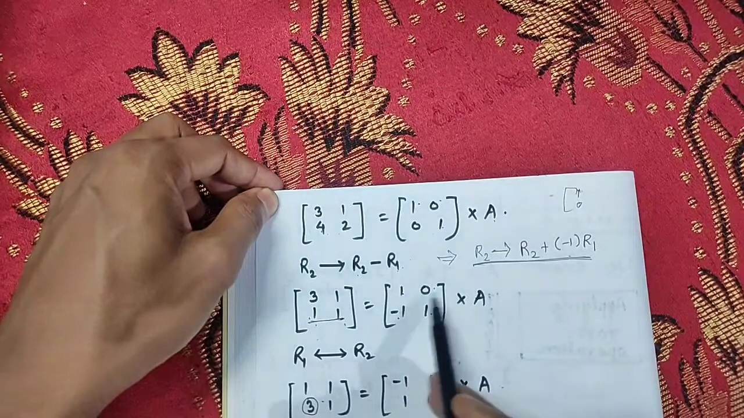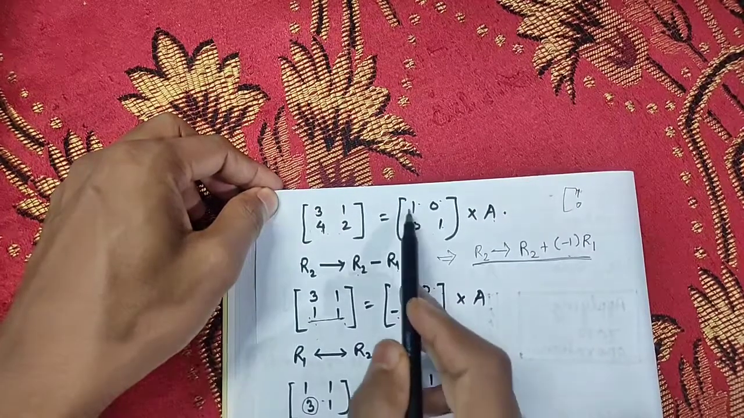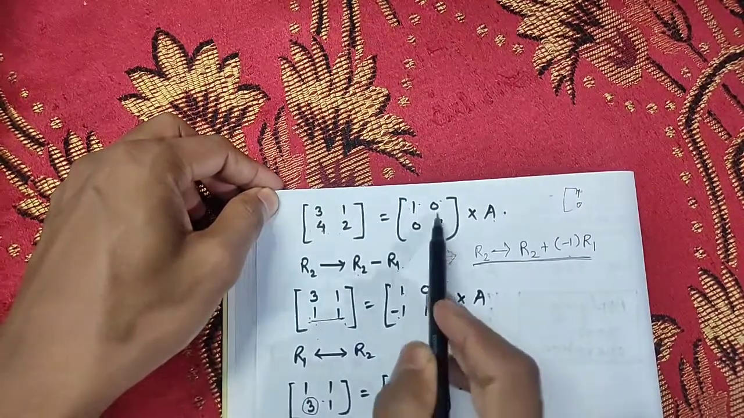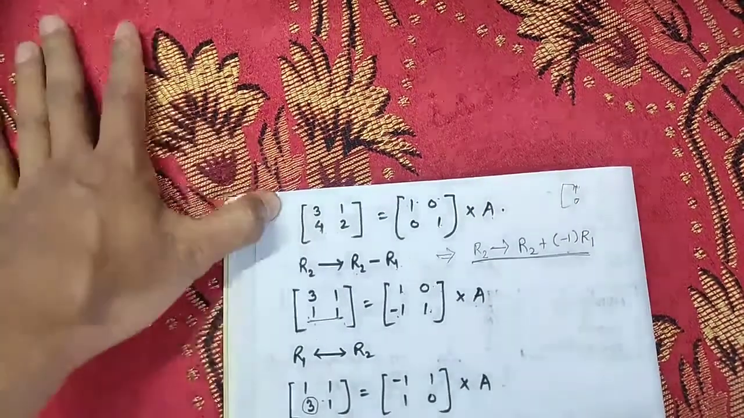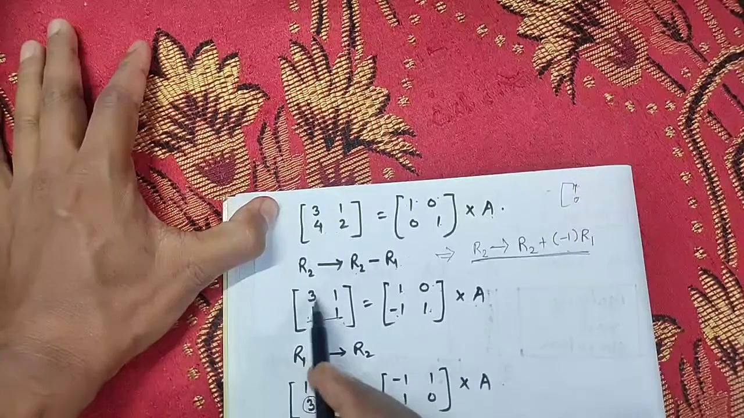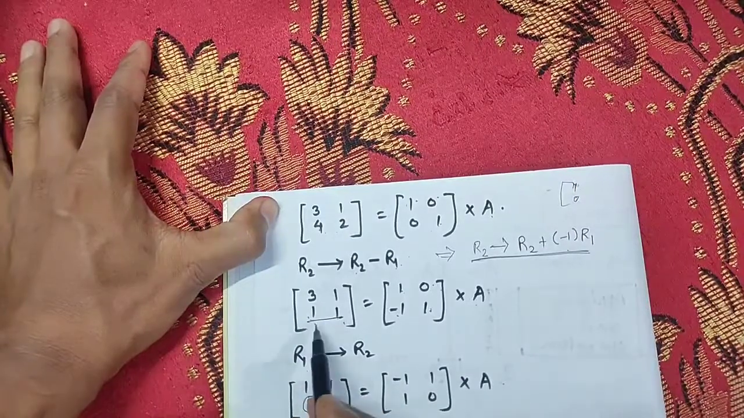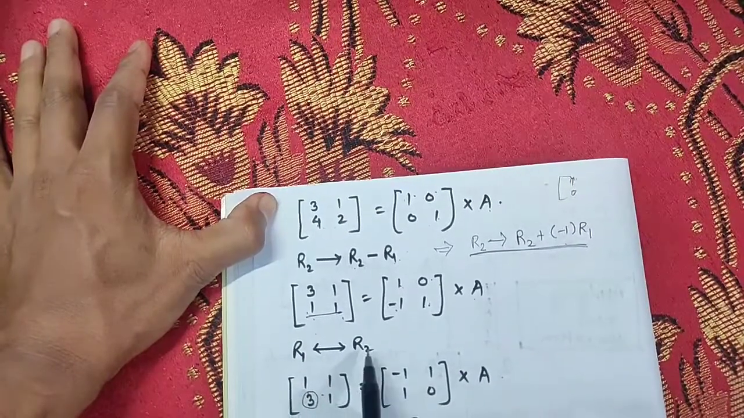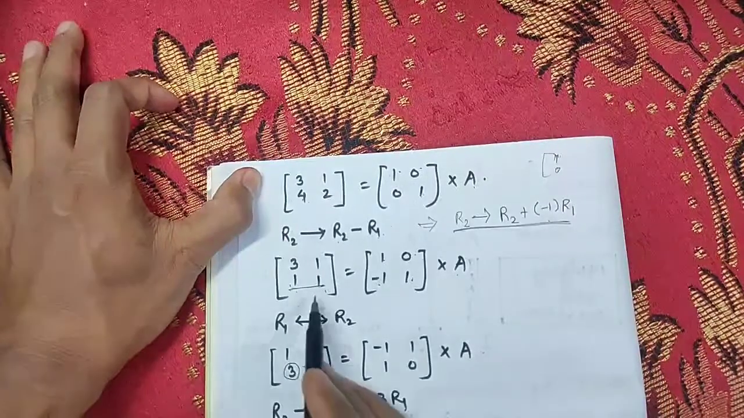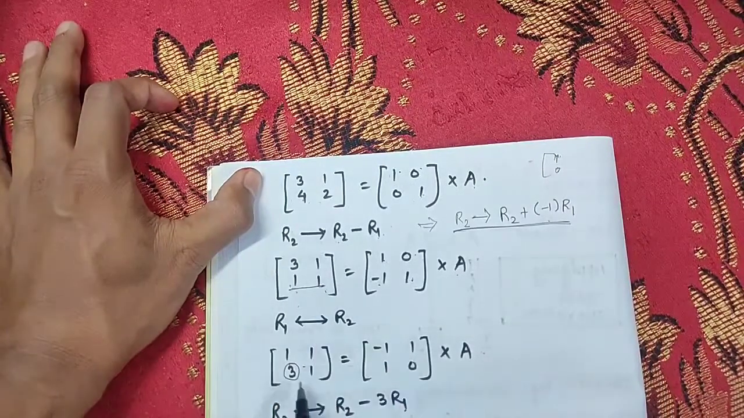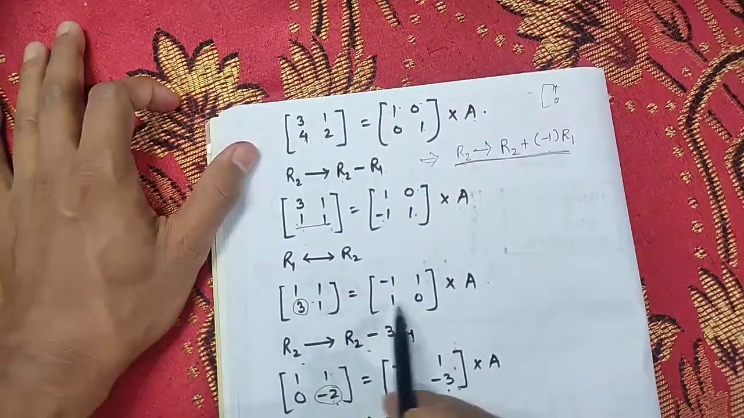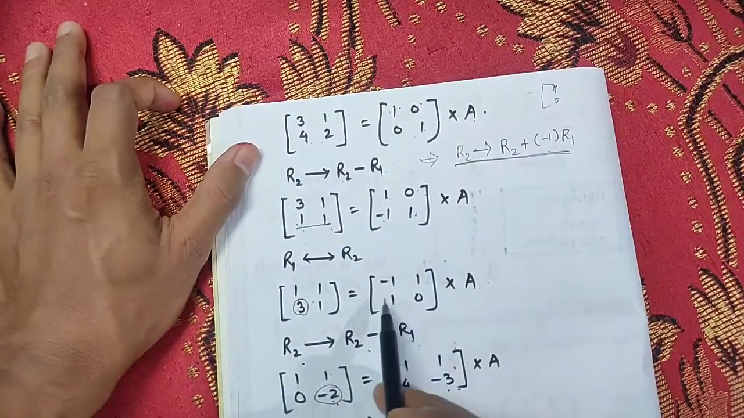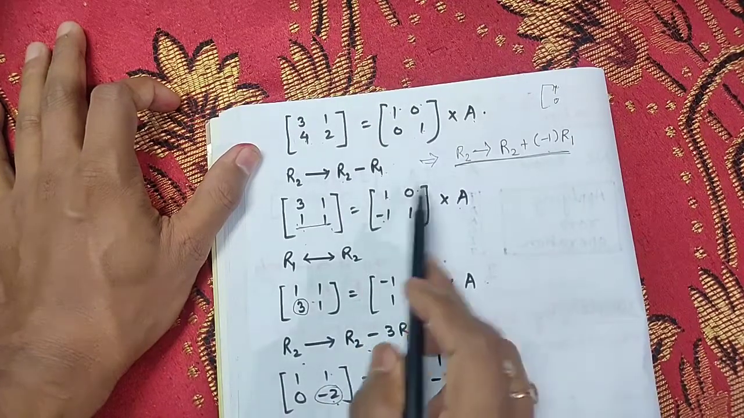R1 we are not changing. 1, 0. 0 minus 1, minus 1. 1 minus 0, 1 into A as it is. Now we have to make this one 1. So we can interchange R1 and R2. If we interchange R1, R2, 1, 1 will come to here and 3, 1 will come here. See, 1, 1, 3, 1. Same operation we have to perform over here. So minus 1 will come here, 1, 0 will come here.